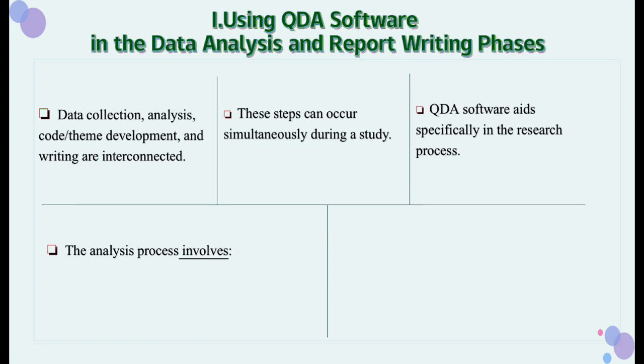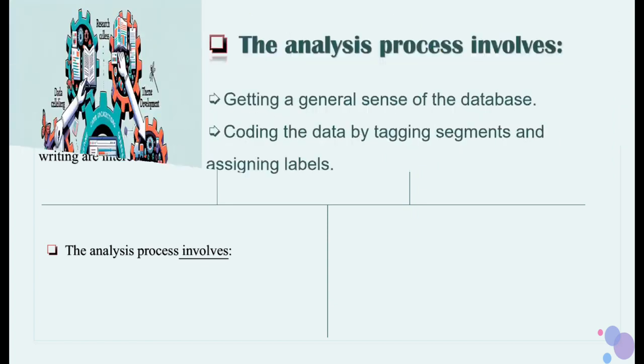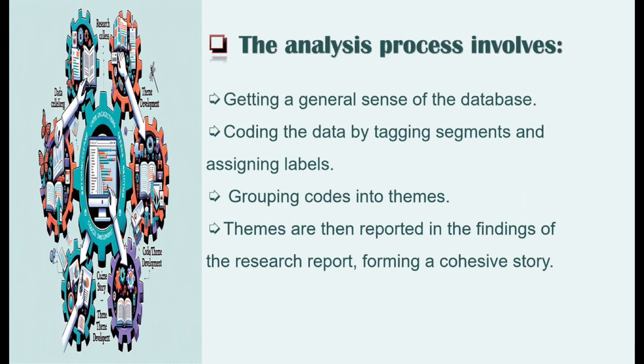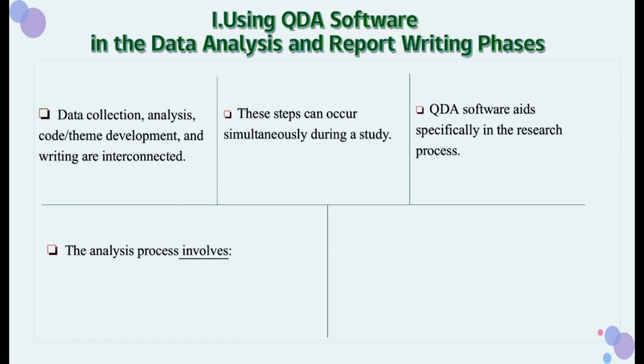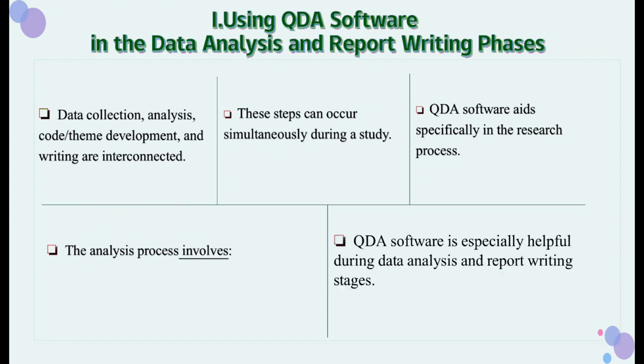This analysis process involves getting a general sense of the database, coding the database by tagging segments and assigning labels, grouping codes into themes. Then themes are reported in the findings of the research report, forming a cohesive story. Lastly, QDA software helps in the data analysis and report writing phases of your research.